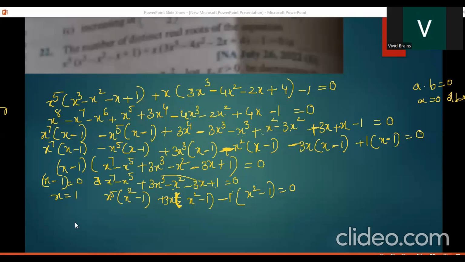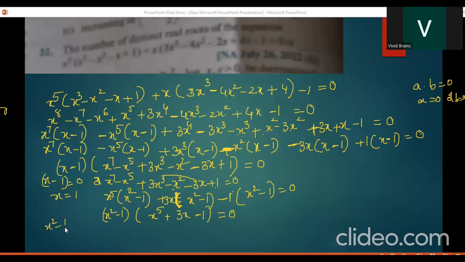So all the terms contain x square minus 1. Yes. Can I take out x square minus 1? Very good. Correct. x square minus 1 into what is left in the first term? x power 5, second term plus 3x minus 1. Okay. So x power 5 plus 3x minus 1 is equal to 0. This we got. Okay. If you see here, x square minus 1, a into b again equal to 0, right?